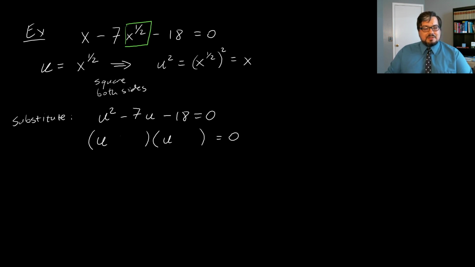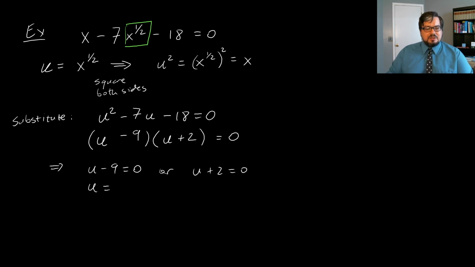So that gives us u minus 9 and u plus 2 equals 0. We could, of course, have done the other one, the one I miswrote, using the quadratic formula, but this is going to be much easier, so I would prefer to do it this way. So this tells us that u minus 9 equals 0, or u plus 2 equals 0. So we get u is equal to 9, or u is equal to negative 2.